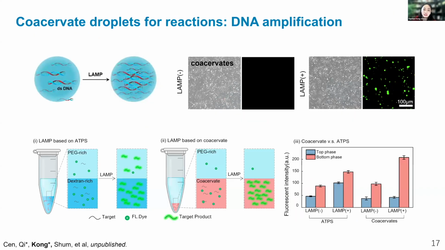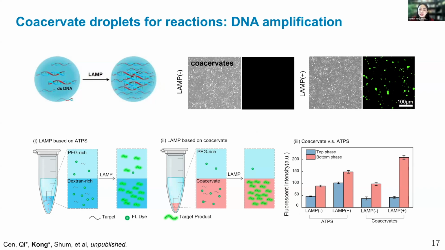After we have stabilized the droplets, next we show how coacervate droplets can act as miniaturized microreactors. Here we perform a DNA amplification reaction using LAMP reactions. In the top images, you see that LAMP is run inside these droplets. They glow under fluorescence, indicating successful DNA amplification. Meanwhile, a control without LAMP shows no fluorescent signal.